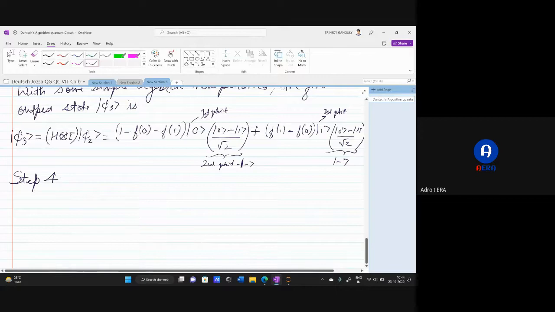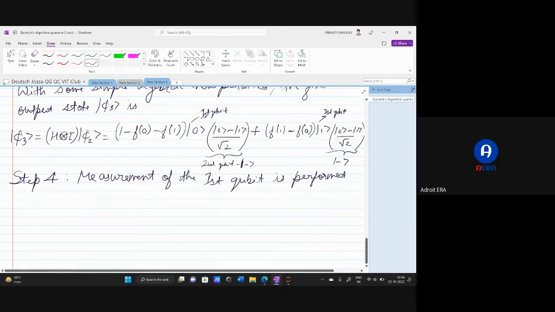Step 4 will be measurement of the first qubit, right? Measurement of the first qubit is performed. Then what will you get?